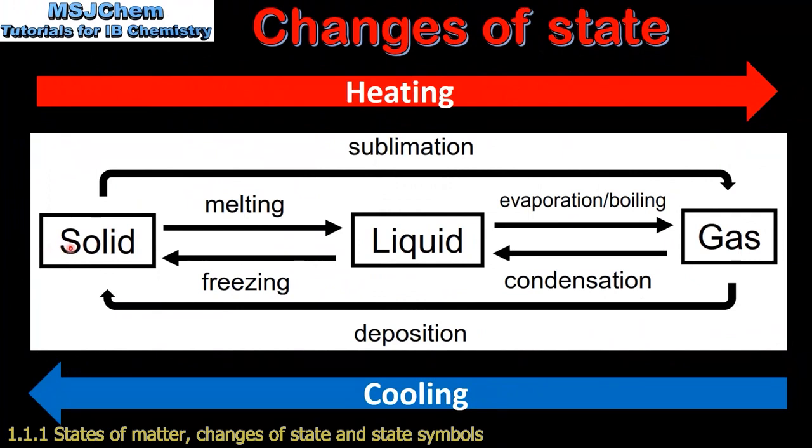So going from left to right, we have a solid to a liquid, which is melting. Liquid to gas can be either evaporation or boiling. The change of state from a solid directly to a gas with no liquid phase is known as sublimation.